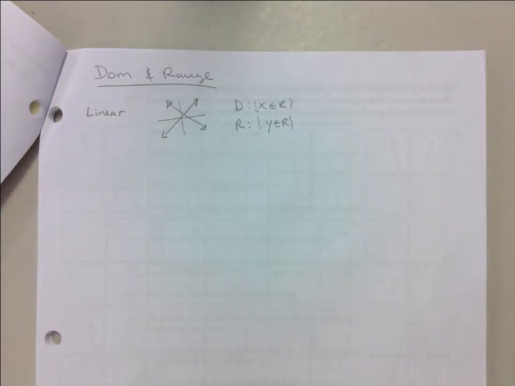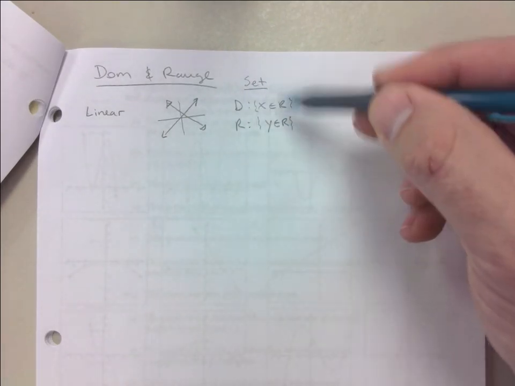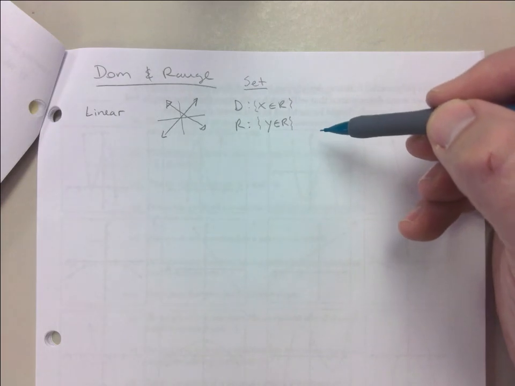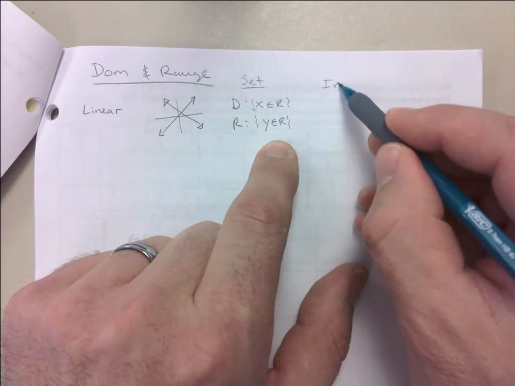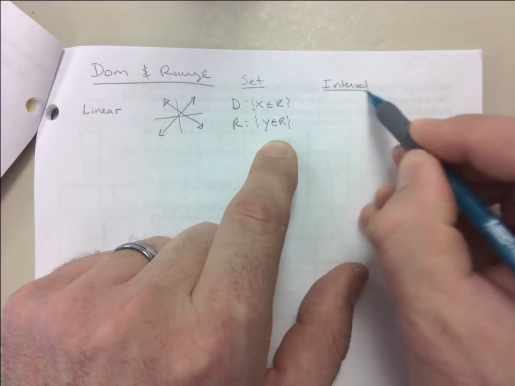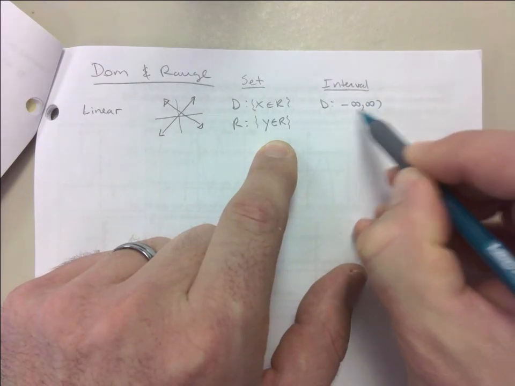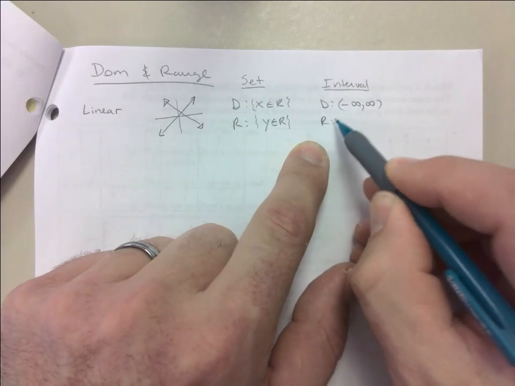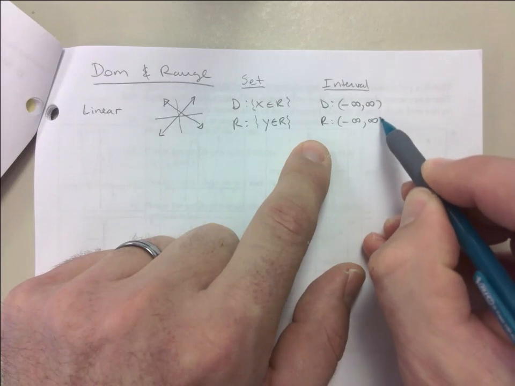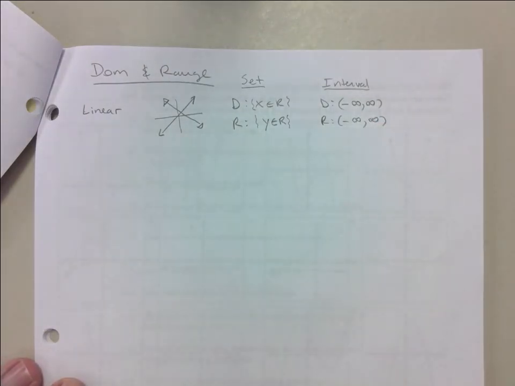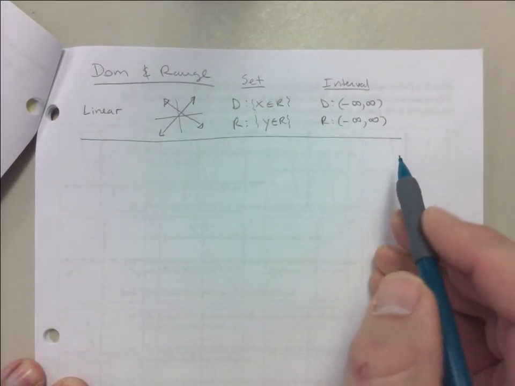That is set notation. I will write down set. If you want to use set notation, it comes from set theory, by the way, like chapter 3. And an interval: the domain is -infinity to +infinity. The range is also -infinity to +infinity. That's linear. It's pretty straightforward.